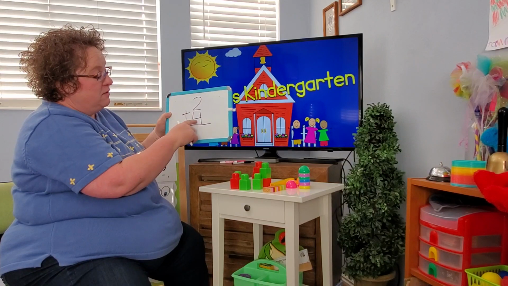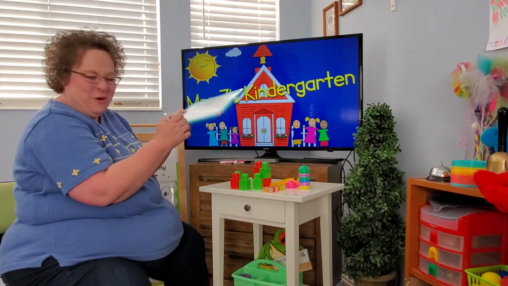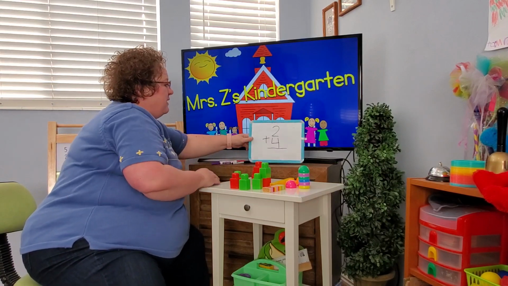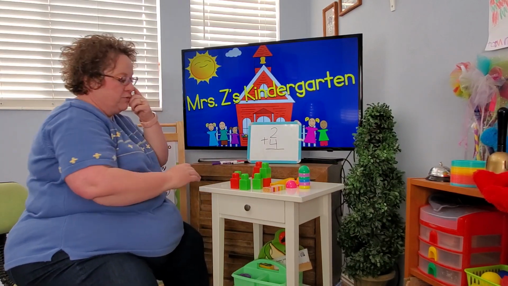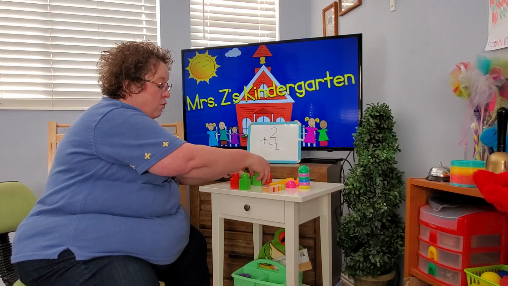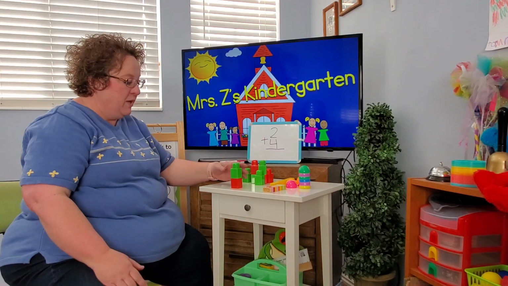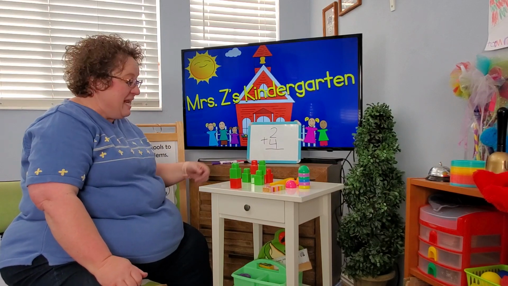2 plus 4 equals. Did you hear my words? My words were very clear so that everybody can hear exactly what that problem is today. 2 plus 4 equals. So I'm going to start with a tower of, that's right, a tower of 2. There's my little tower of 2. And now I'm going to add.